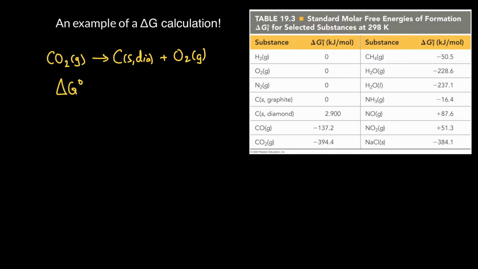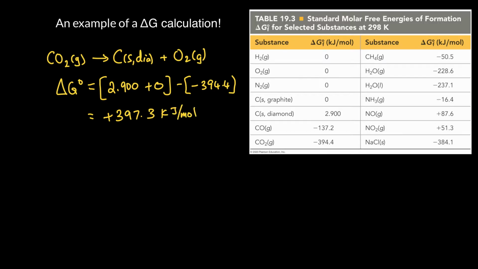All right, if you're back, we're going to take the Gibbs energy of the products and subtract the reactants. Diamond is 2.9, oxygen is 0, and on the left-hand side, carbon dioxide is minus 394.4. Those are all units of kilojoules per mole. If we do that, this isn't looking good. That double negative is a positive, so we're essentially adding these two numbers together, and we get positive 397.3 kilojoules per mole.